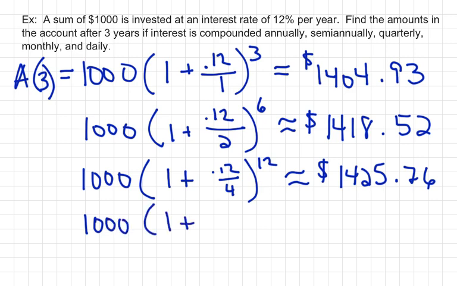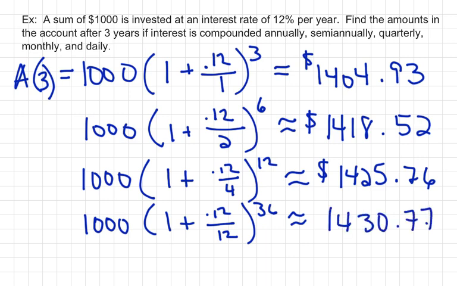Now let's do this monthly. 1,000 times 1 plus 0.12 divided by 12 raised to the 12 times 3, which is 36. And I'm going to find out that's $1,430.77.